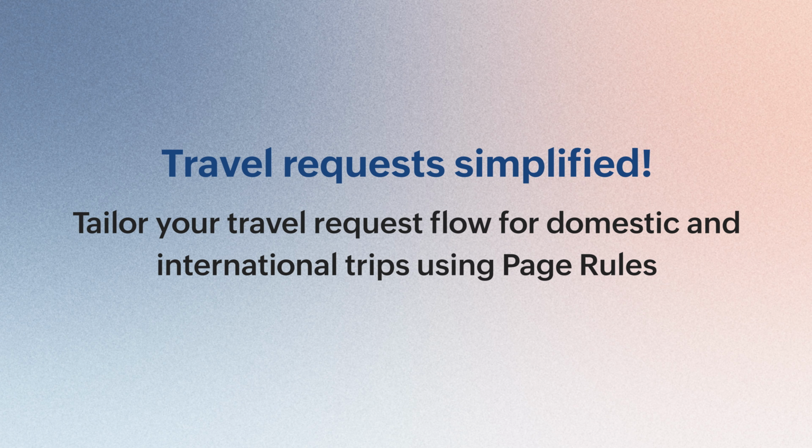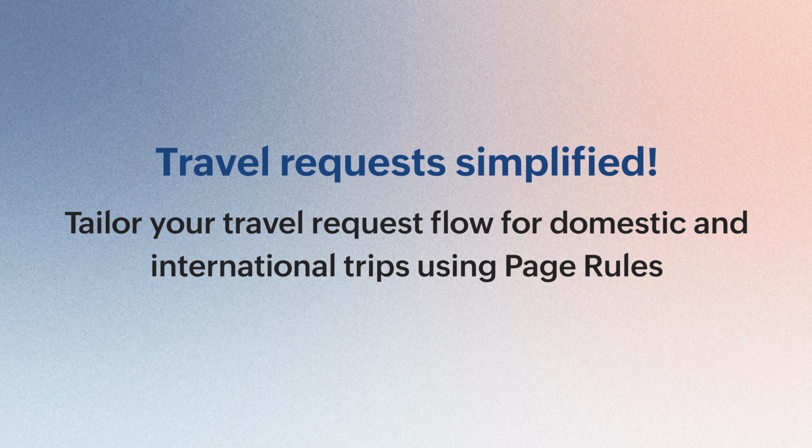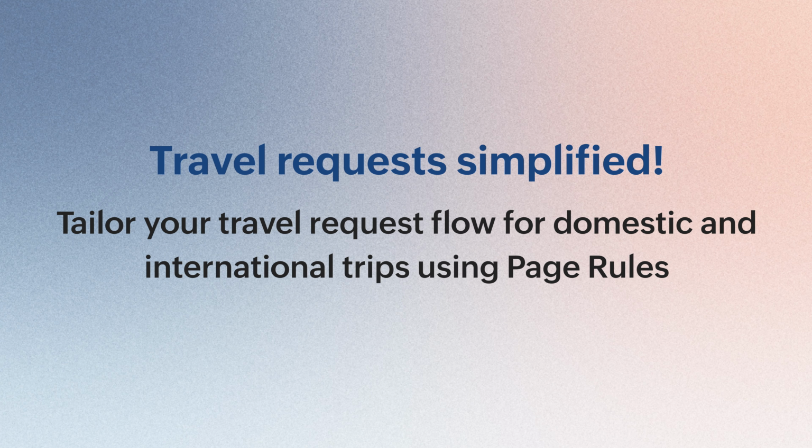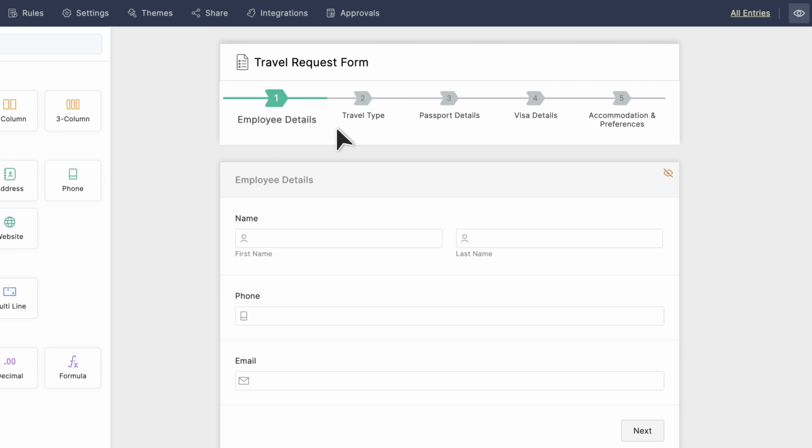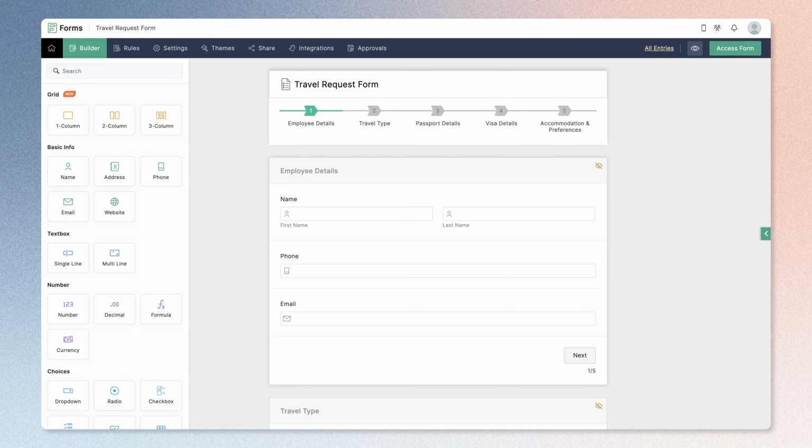In this video, we'll show you how to configure a travel request form for your employees that skips passport and visa pages for domestic trips. Our form has 5 pages for collecting employee details, travel type, passport details, visa details, and accommodation and preferences. This form dynamically adapts to the type of travel, domestic or international, showing only the relevant pages.